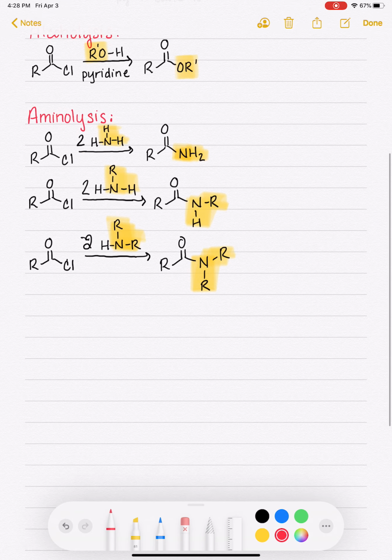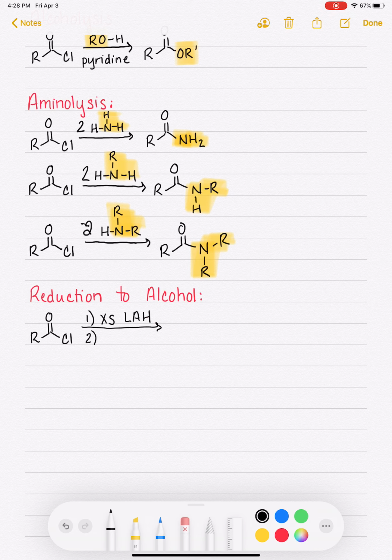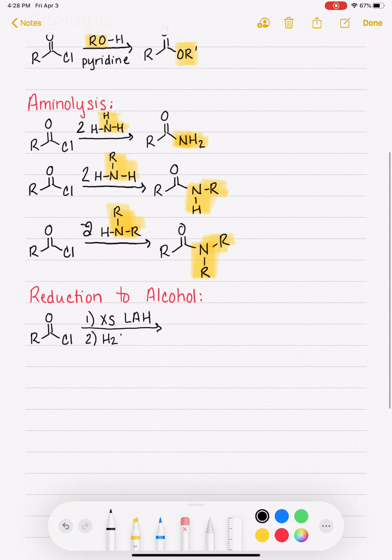Next reaction that we have, reduction to an alcohol. This one is going to feel familiar. We haven't actually seen this reduction yet, but it is with our good friend LAH. We're going to use excess. We're going to look at the mechanism for this, followed by the usual H2O or H3O plus. And this is going to make an alcohol.